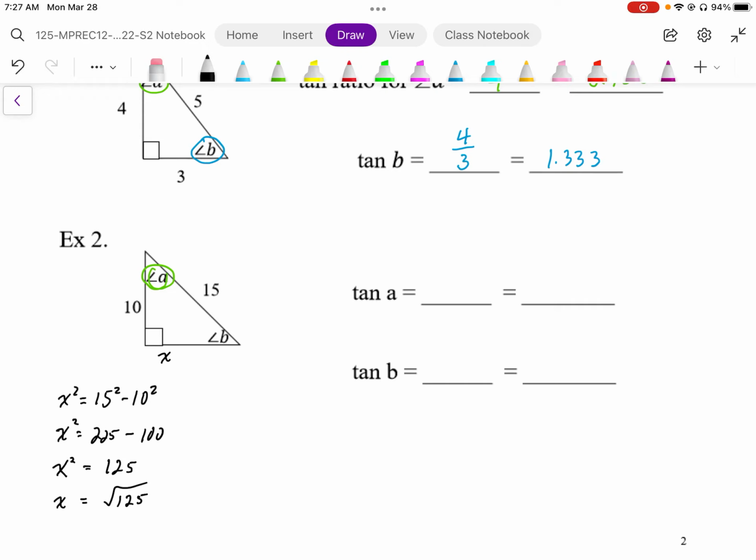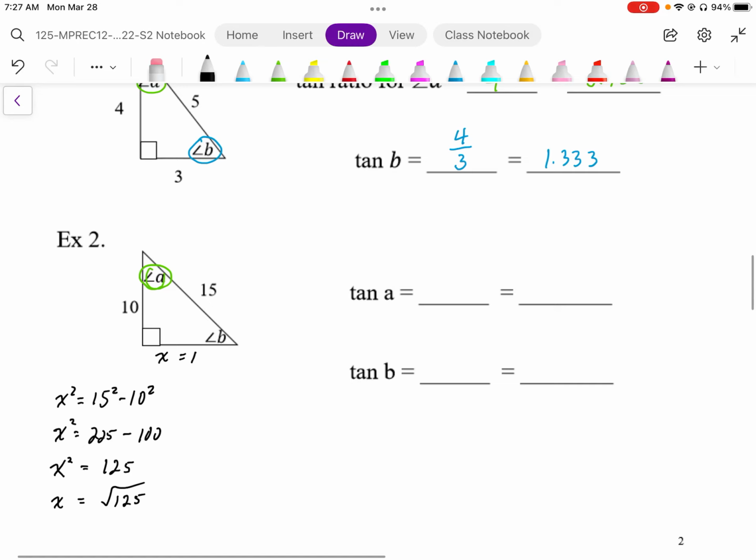Now we can compare those sides. So x is equal to the square root of 125. Then for angle A, the ratio will be the opposite, which is square root 125, over the adjacent side, which is 10. And as a decimal, we can just work this out on our calculator. As a decimal value, this works out to be square root 125 divided by 10, and that's going to be 1.118.